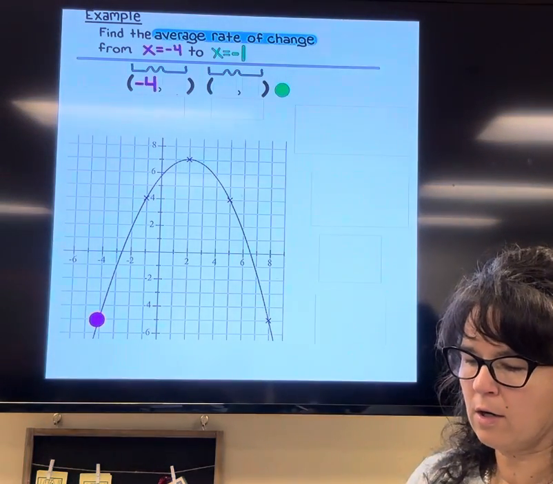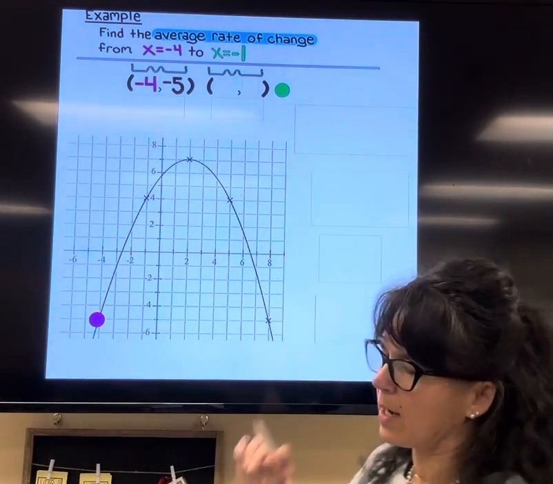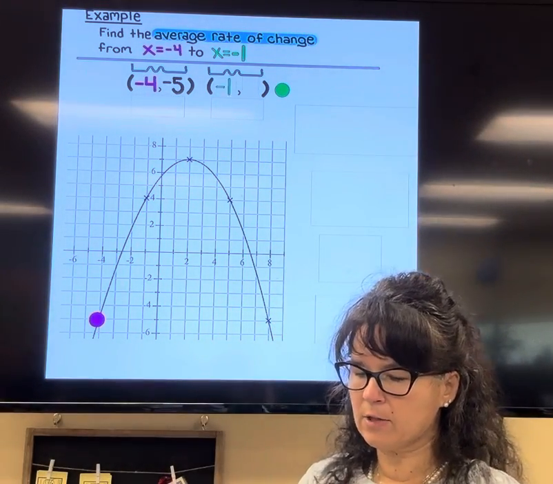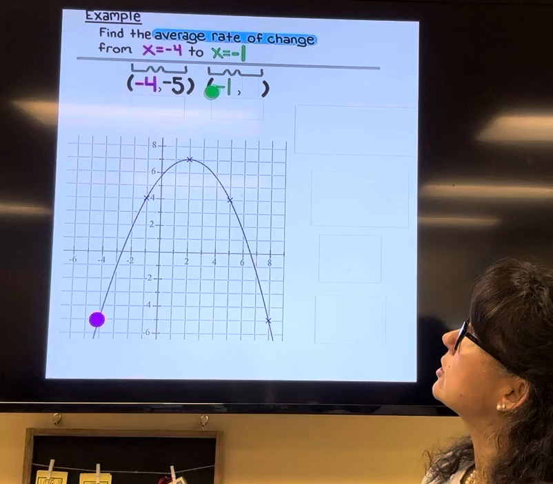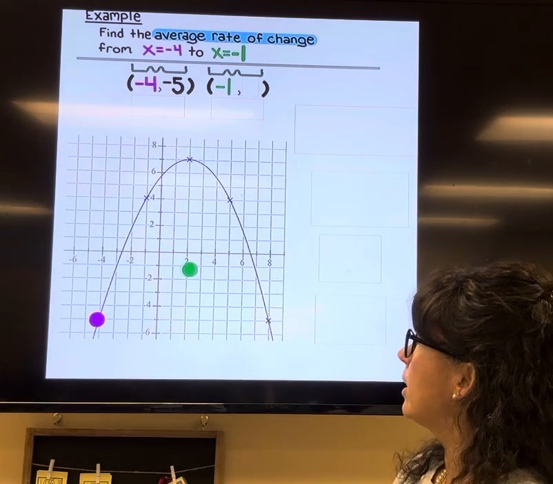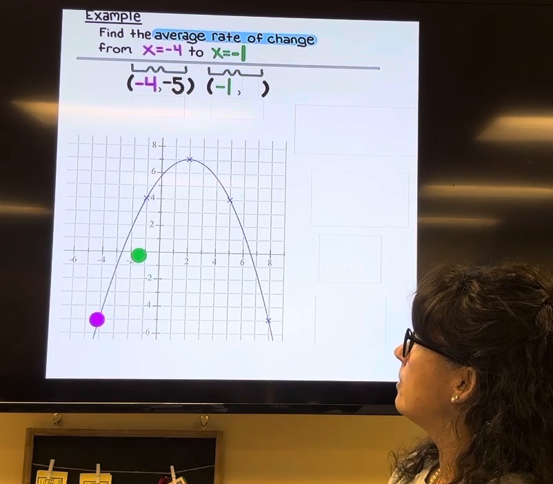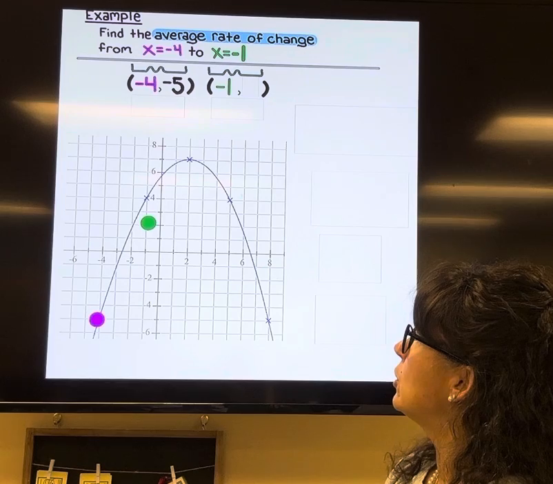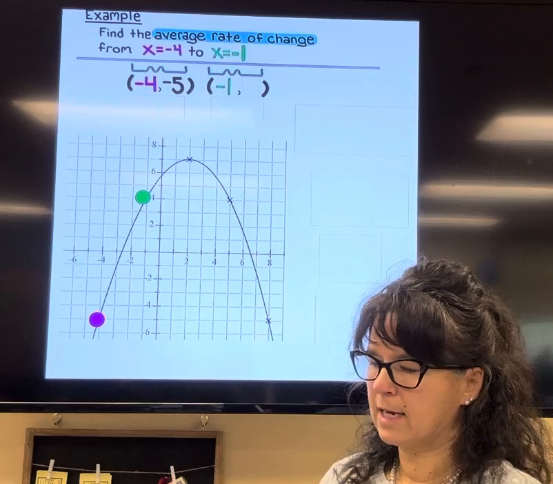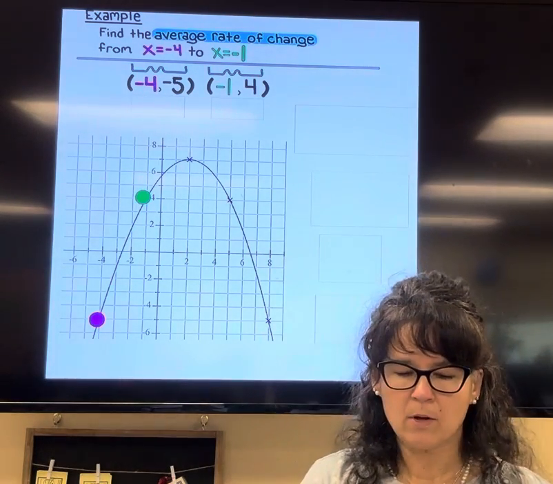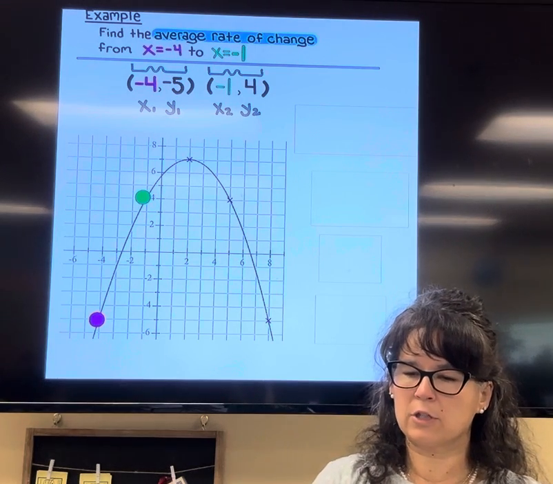So -4 goes with -5, and then we want to find it at x equals -1, so that means our x coordinate's -1. Let's go looking for the point that starts with -1. If I plot a point that starts with -1, I'm going to go back 1, and then I'm not going to go down to be on the graph, I'm going to go up 1, 2, 3, 4. So that is -1 comma 4. We found our first point and our second point.